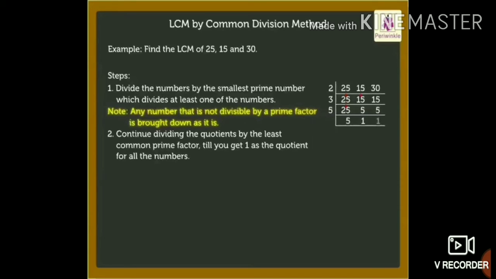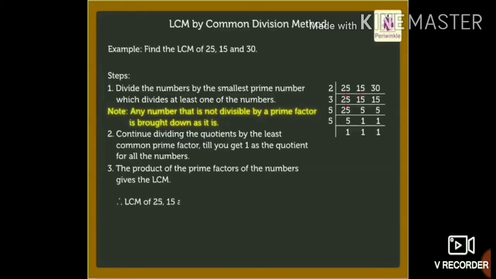As we know from the note, any number that is not divisible by the prime factor, you take it as it is. And continue your dividing process until you get 1 as a quotient. So now we got the quotient as 1, 1 and 1 here. So what is the prime factorization for all these numbers? The product of the prime factors of the numbers gives the LCM here.